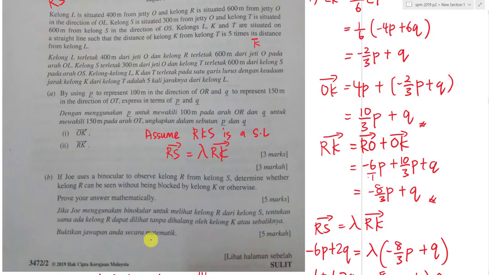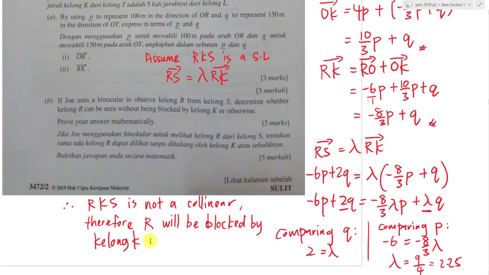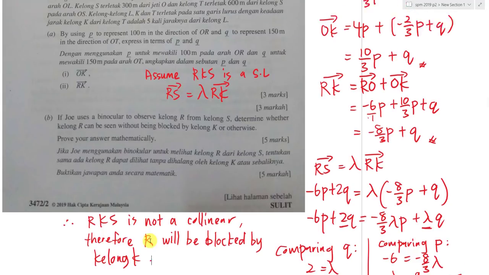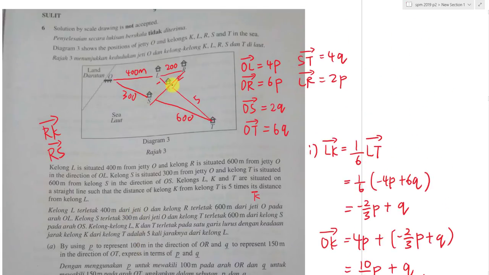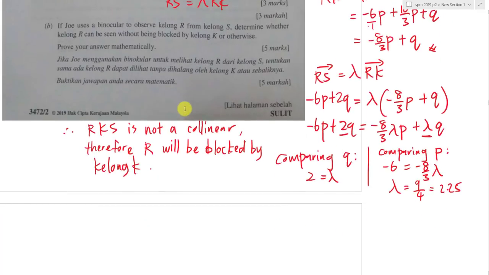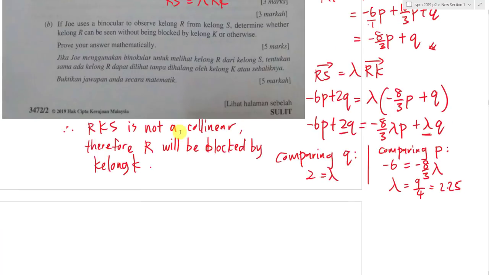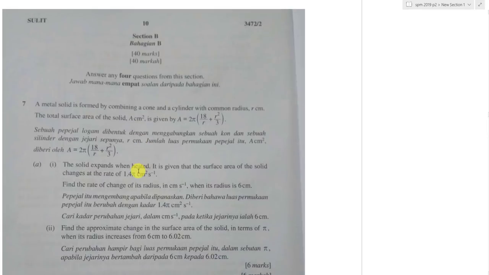So what this question is trying to ask you to do is to prove that they are a straight line or they are not. So you just need to show that if they are collinear, then R will be blocked by K. If not, then it will not be blocked by K. So from my working here, obviously it is not. I hope I didn't make any careless mistake here. If you find any, please let me know.